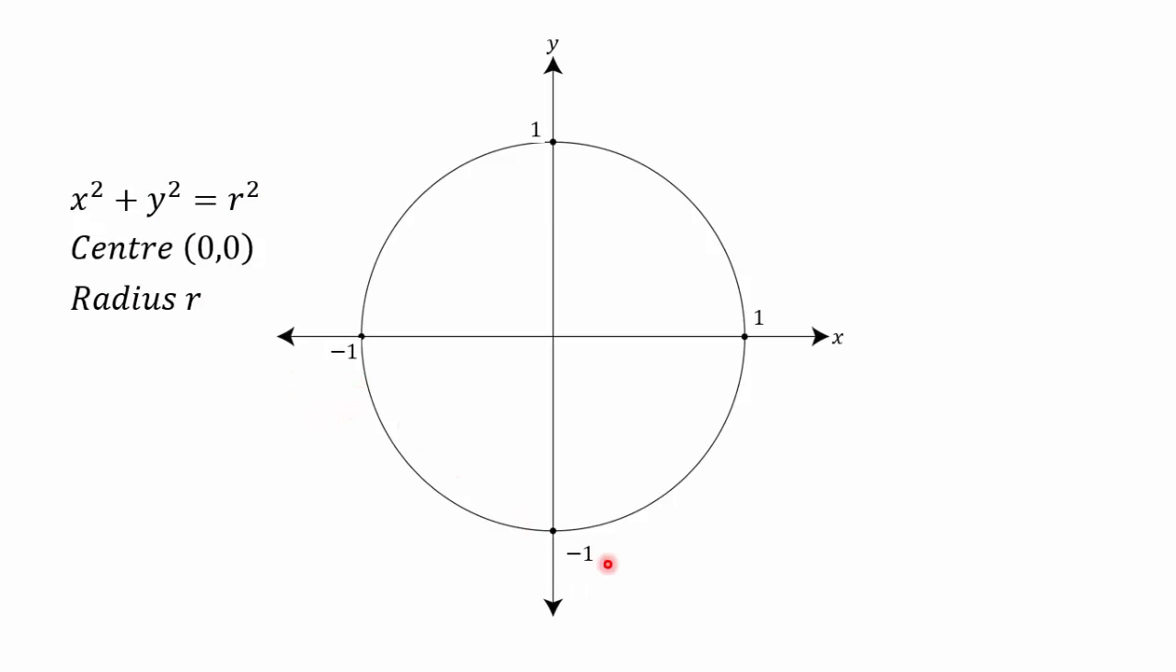If I change all those r's to 1, that gives me the equation x squared plus y squared equals 1. I now have a center 0, 0 and a radius 1. This is the circle that I will be using to show you angles of any magnitude. It's called the unit circle. It actually works with any circle, but this is the simplest one that I'll be using.